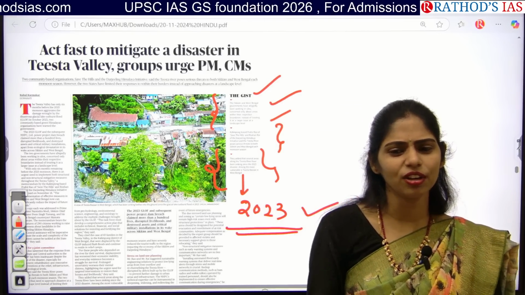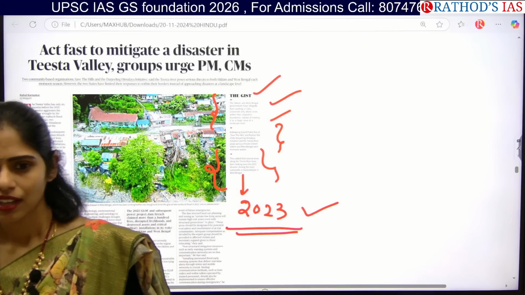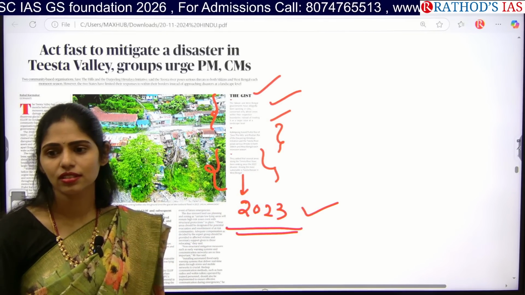Sinkholes, what is the meaning of sinkholes? Which chemical reactions happen? Not riverine. Sinkholes, which landforms? Examples.